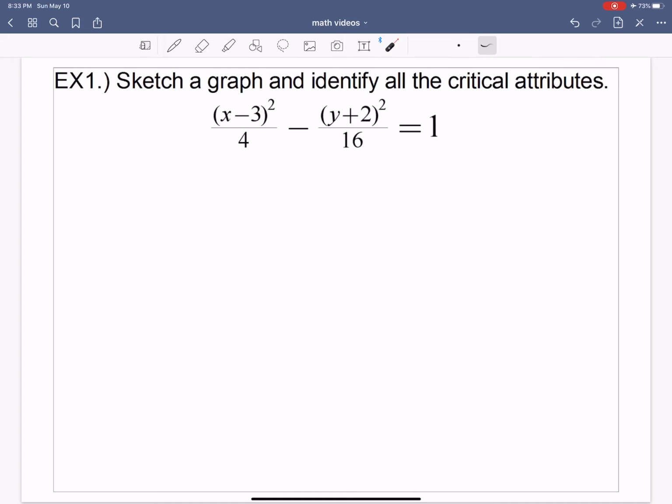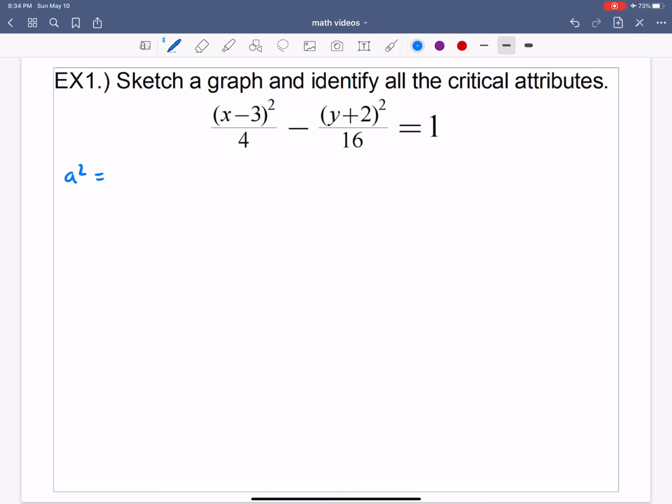Here we go. Example number 1. Sketch a graph and identify all the critical attributes. I scan this equation that they give me. First thing I see is that both variables are squared. Next thing I see is that I have a subtraction sign in between, and this equals 1. Those are all important things to pay attention to. Because of the subtraction sign and because they're both squared, I know that this is going to be a hyperbola.